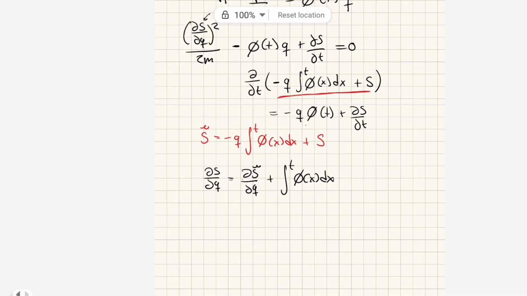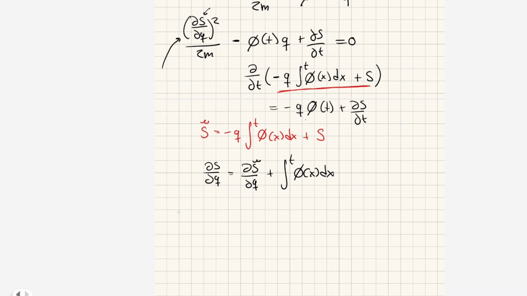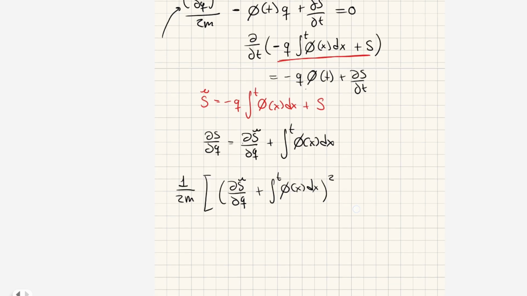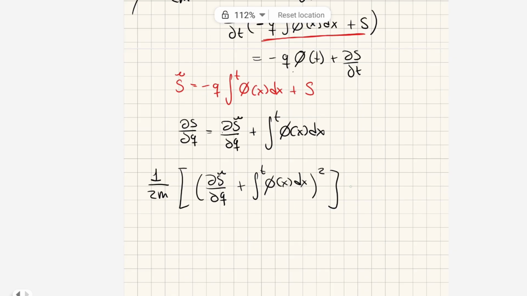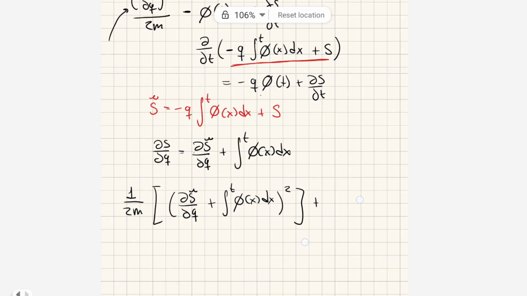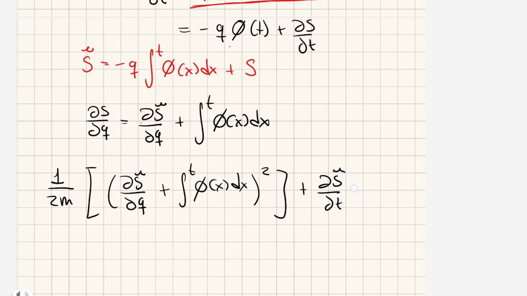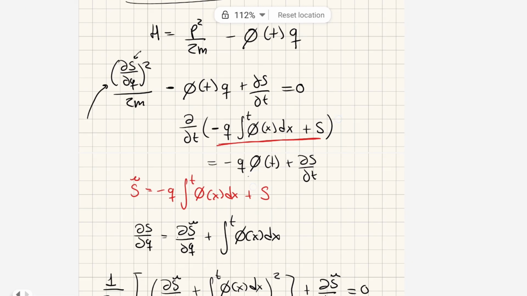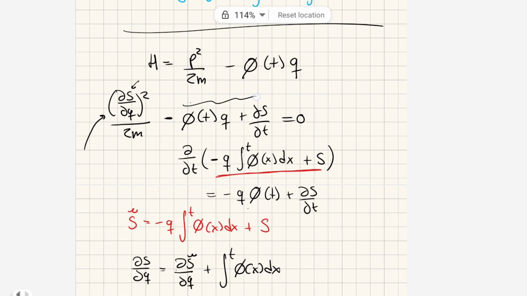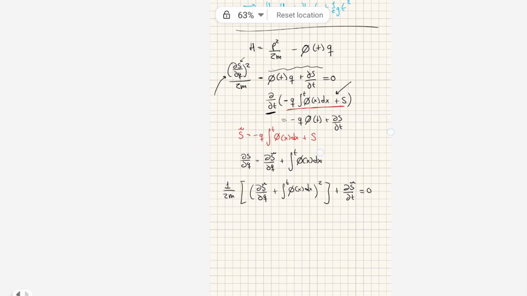Perfect. So with this, we can take this into the Hamilton-Jacobi equation for this piece to get 1 divided by 2m that multiplies the partial of s tilde with respect to q plus the integral at t of phi of x dx, all this squared, and then plus the partial of s tilde with respect to time, right? Because we had this expression, but that is equal to the derivative with respect to time of this, which is s tilde.